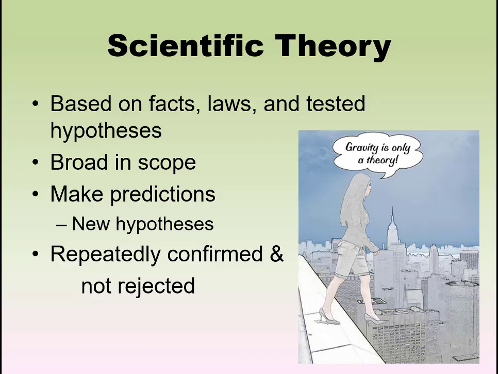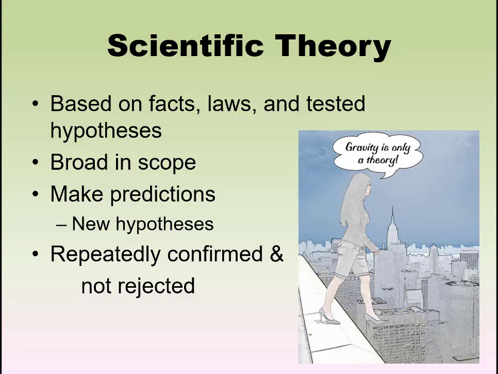Now, what happens if we have a favorite scientific theory and we find facts that go against that scientific theory? Do we grasp hold of that scientific theory and hug it and never, ever, ever let it go? Hopefully we would think that's not what we do. What we have to do is let that theory go and come up with a better theory that explains our facts, laws, and tested hypotheses.